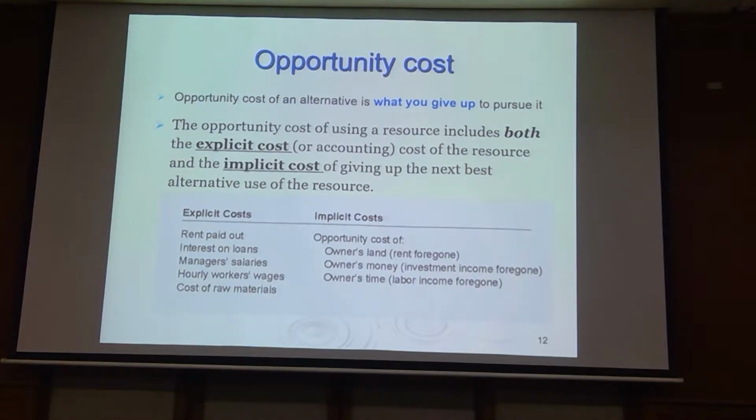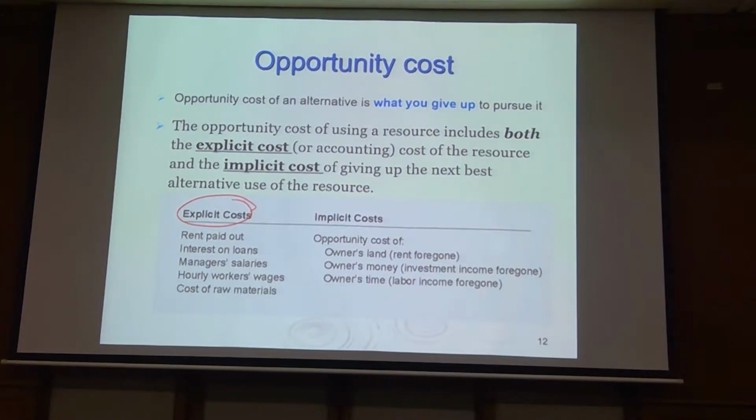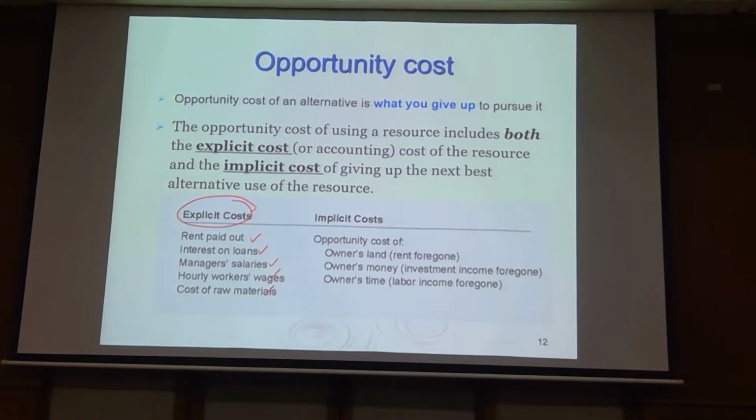So when we talk about cost in terms of economics, we don't care only about the explicit cost. The explicit cost is basically the accounting cost, the money that flows out of your pocket. For example, the rent that you pay, the interest on the loan that you borrow, the manager's salary, workers' salary, the cost of raw material that you pay so that you'll be able to produce the product that you want. So that is the explicit cost.